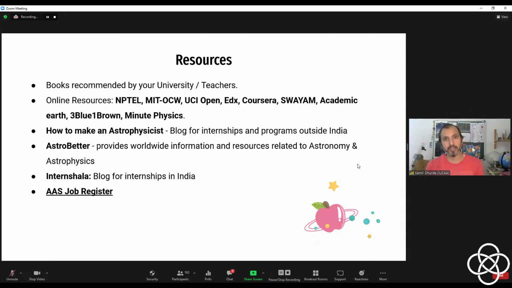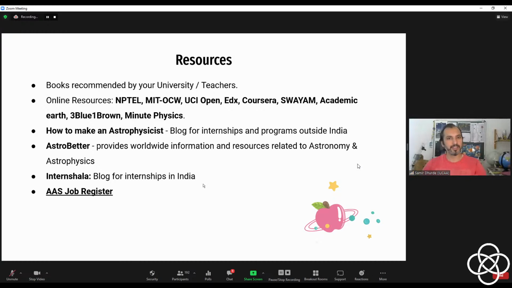We don't even recommend having such a course right away at graduation level, because there's a lot of physics to be learned before you are able to grasp some ideas and concepts in astronomy. But even during that, there are many online courses available, including the Swayam courses made by the IUCAA Astronomy Center for Educators.